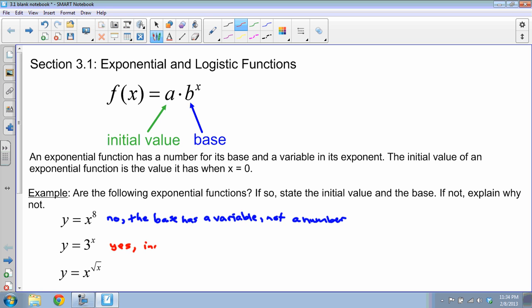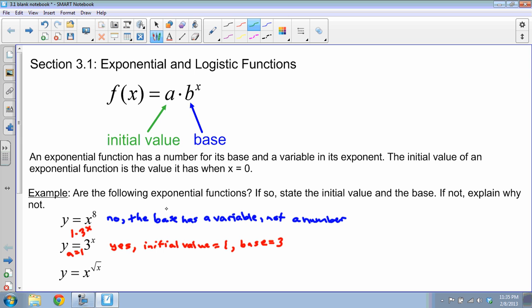So the initial value, that's whenever I plug in a 0, what do I get? When I plug in 0 for x, what do I get? Well, 3 to the 0 is 1, so our initial value is 1. Or the other way of thinking of it is this would be 1 times 3 to the x, telling us that our a in this case, which is our initial value, is 1. It also wants us to say what the base is. Our base is the number that's raised to the exponent, so that is 3.